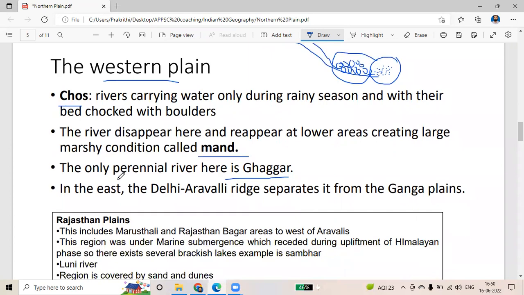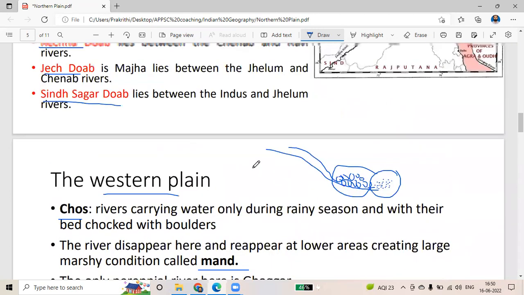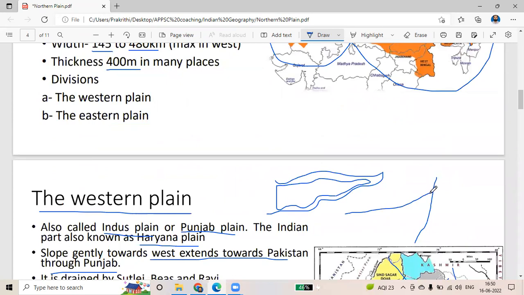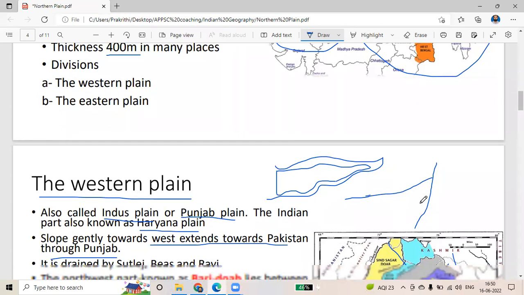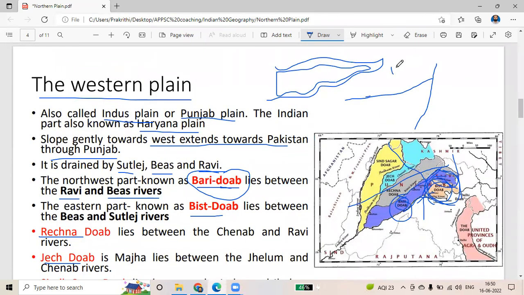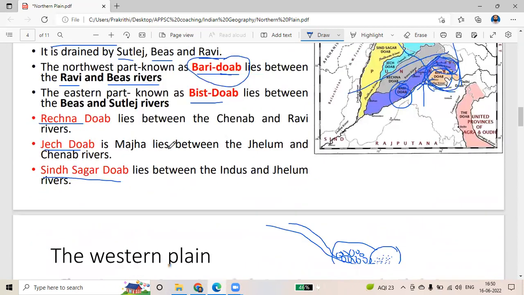I said there is a depression here, its slope is on the western side, extending through Punjab, so there is some division. So this is the western plain, and here it becomes the eastern plain. So there is something which separates this western plain from the eastern plain.